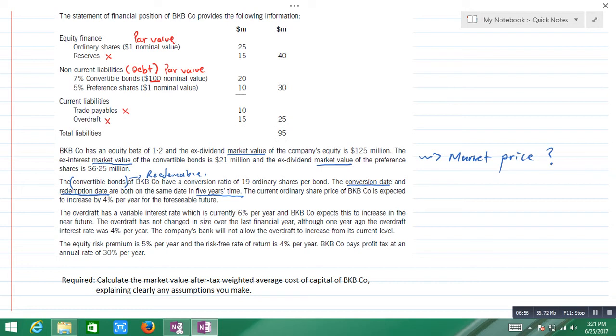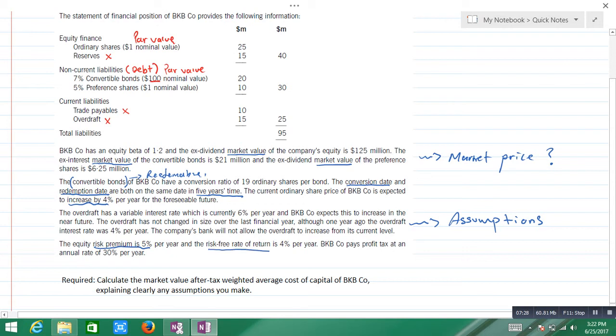Now, this is going to be our assumption, guys, later on. We're not going to include the overdraft in the WACC calculation, definitely. Okay, and don't forget to highlight this part as well, increase by 4%, so later we have to calculate that as well. Okay, and look at that, the equity risk premium is 5%, risk free rate 4%, and of course your tax rate is 30%. Now be careful.